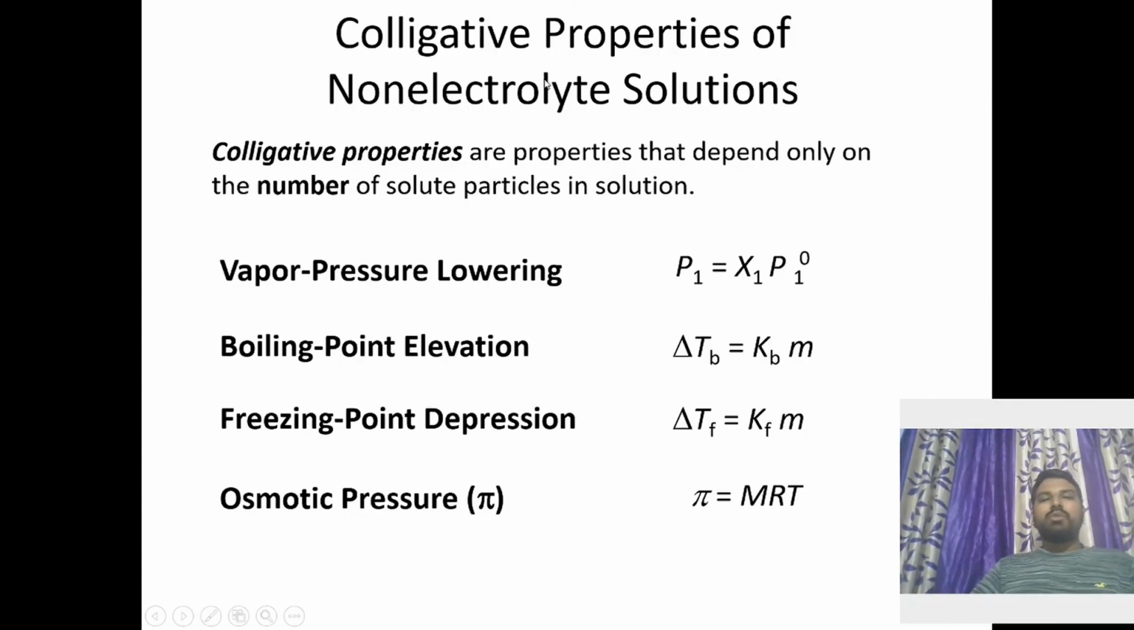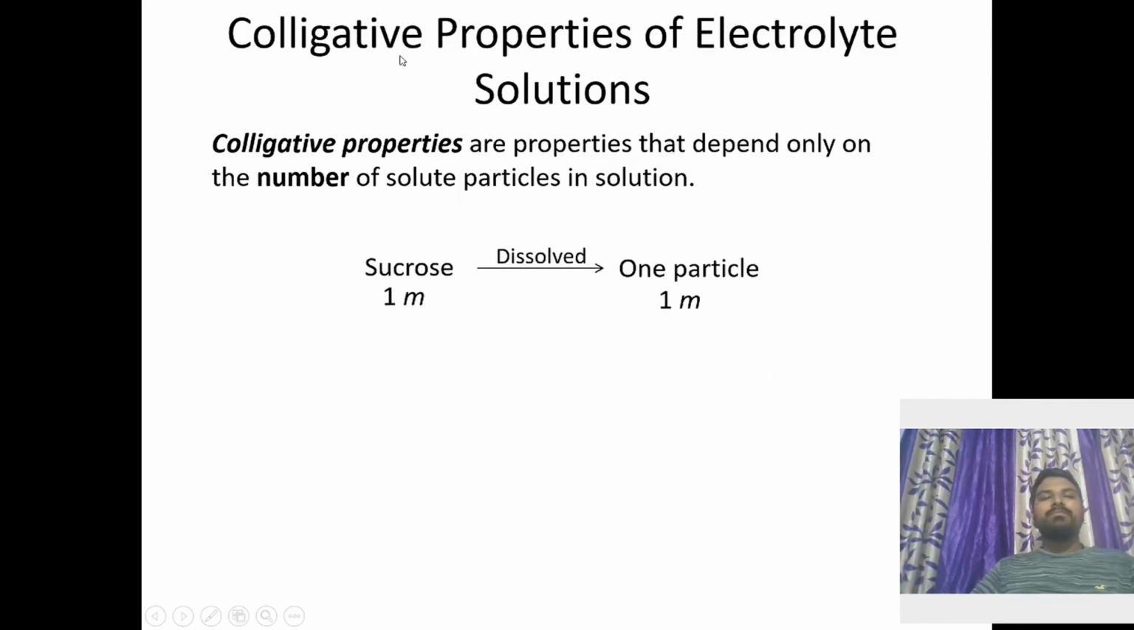Now colligative properties of non-electrolyte solution. We have seen the electrolyte solutions. Now it is non-electrolyte solutions. The formulas are the same, but I have denoted here M instead of C. Colligative properties of electrolyte solutions. Colligative properties are properties that depend only on the number of solute particles in the solution.